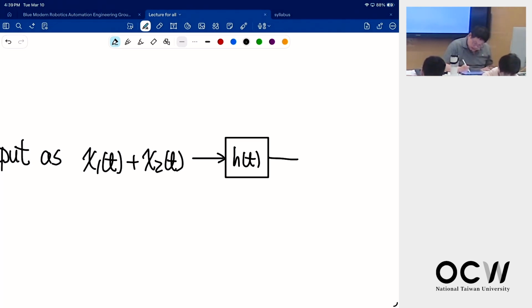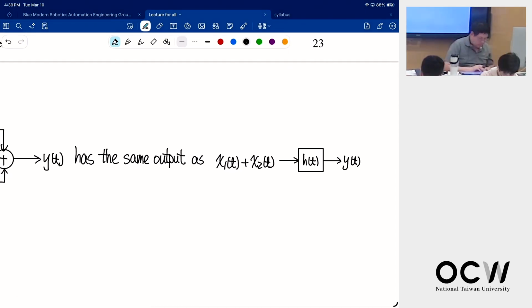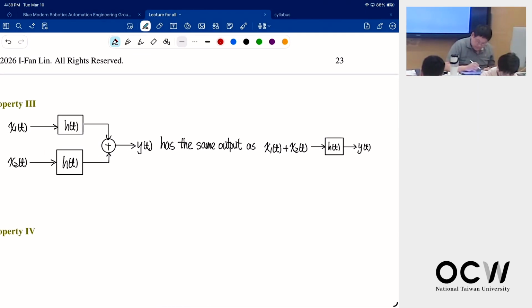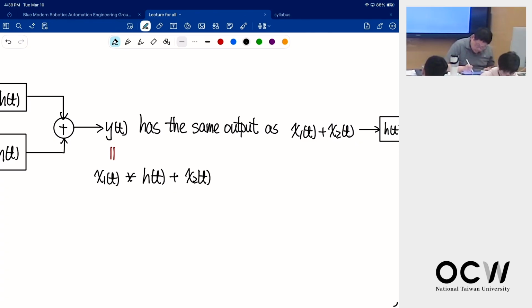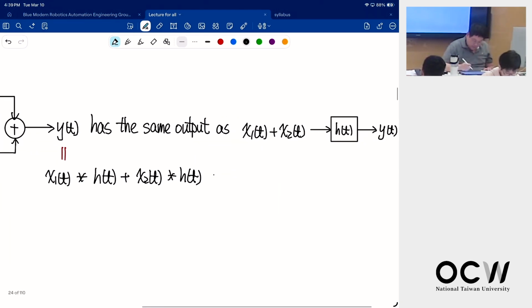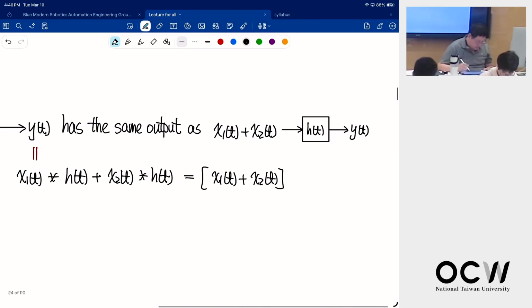In this case we also get the output y, because for the first one this output is x1 convolved h plus x2 convolved h, and then the right hand side, that's x1 plus x2 convolved h.